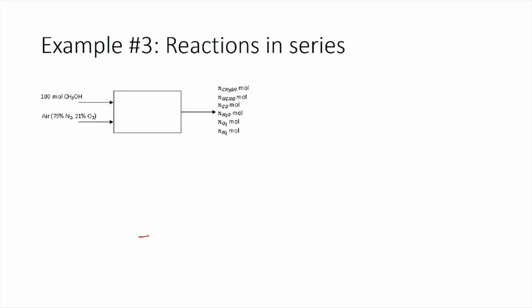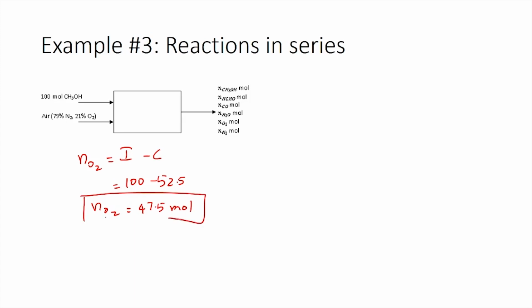Now, the number of moles of oxygen leaving the system, N_O2, would be equal to input minus consumption. Input is 100 moles and consumption is 52.5 moles. So, N_O2 is equal to 47.5 moles. The last component for which we need to write the balance equations would be nitrogen. Nitrogen is a non-reacting component in this system, so you would have input equals output. So, we can write the nitrogen balance as input equals output, giving rise to calculations for input alone.